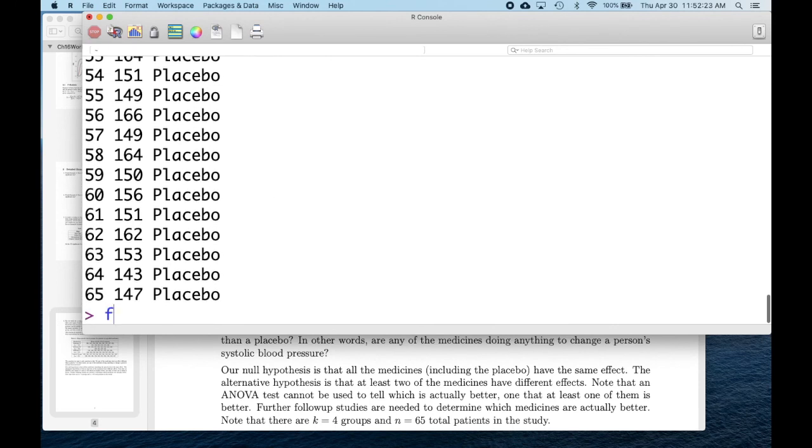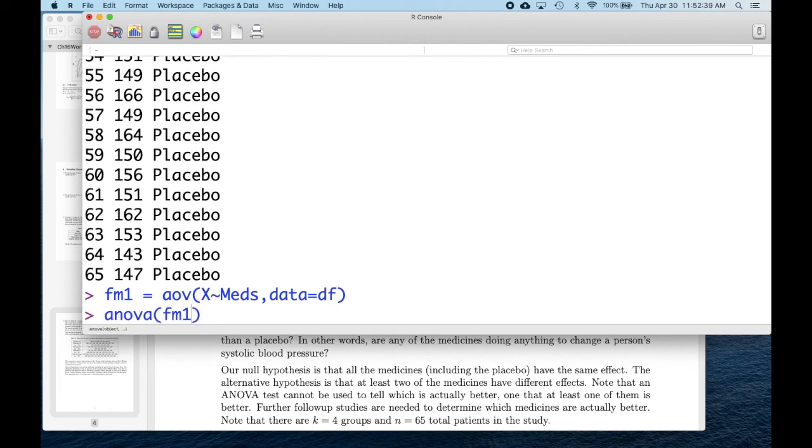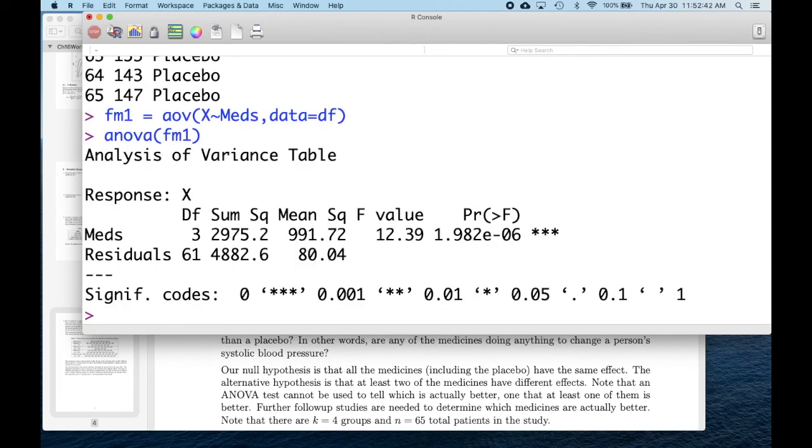What we're going to do next is come up with a formula. So we're going to run an analysis of variance model on this formula where we're going to compare our data X to the meds. The data that we're going to actually use is our data frame. And then we're going to run an ANOVA test on that formula. And it turns out that our F value is 12.39. The probability that we have some effect is 1.98 times 10 to the minus 6.